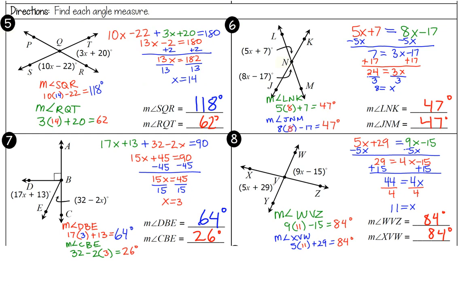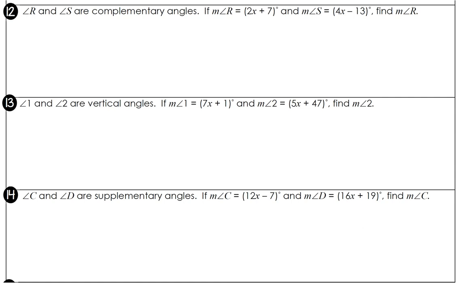Alright, I'm going to move on to some other word problems now. And this is the last three. Angles R and S are complementary angles. If it helps you to sketch that out, then you should draw something like this. Angles R and S are complementary angles. The measure of angle R is 2x plus 7. The measure of angle S is 4x minus 13. If you feel like you need to take notes, you could certainly draw them like this and label.